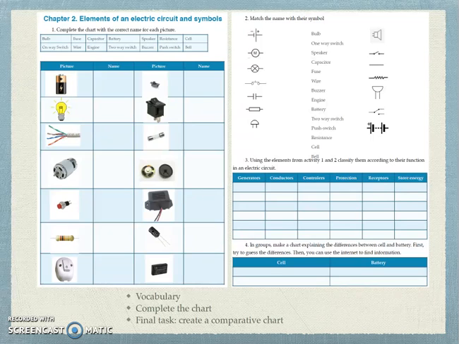Once they have completed the task, they have to explain to the rest of the class what they have done. So they will practice oral exposition, and they will also need to present the chart they have made.